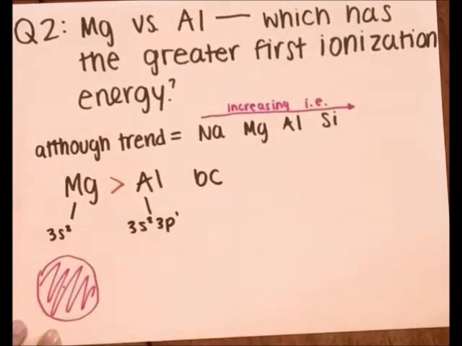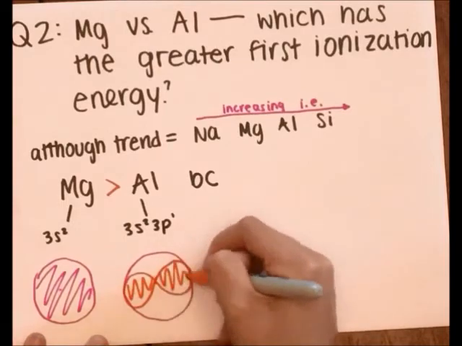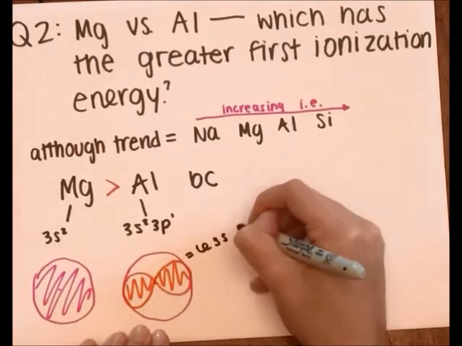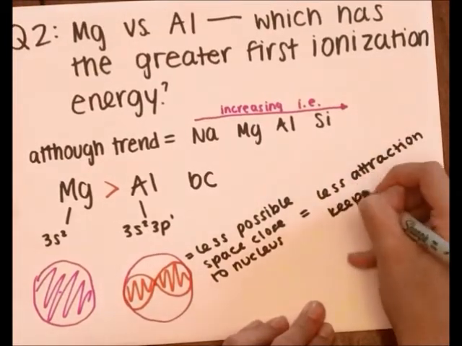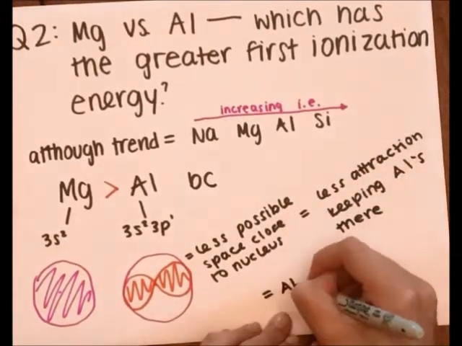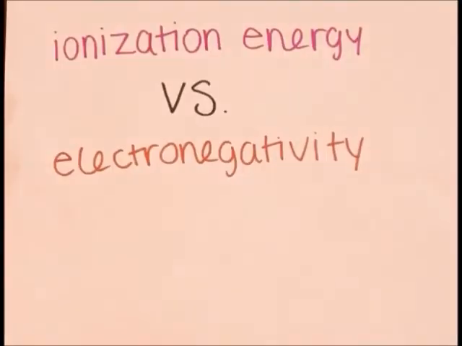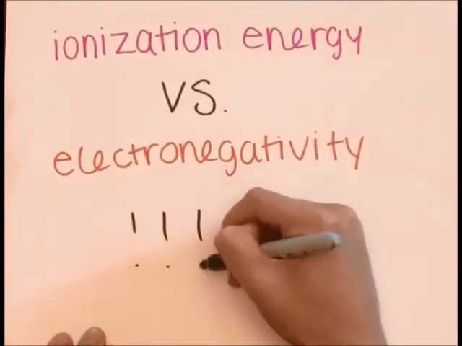Magnesium actually has a greater first ionization energy because its outermost valence electron is in the s sublevel, which has a greater probability of being close to the nucleus compared to the location of aluminum's outermost electron in the p sublevel. Thus, magnesium's electron is harder to remove because it likely feels more attraction to the nucleus than aluminum's valence electron. We hope you learned something about ionization energy and electronegativity.